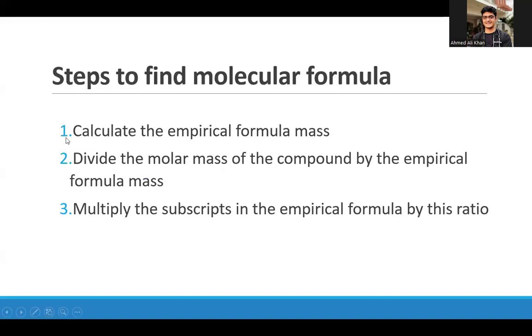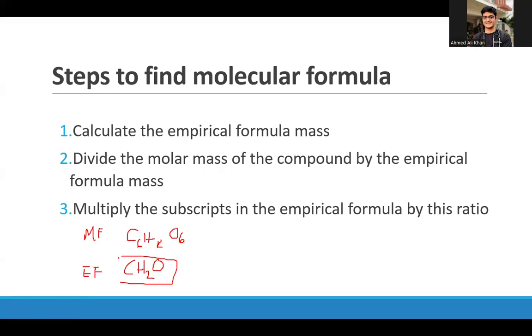The first step to calculate the molecular formula is to calculate the empirical formula's mass. We'll use the example of glucose again. Glucose has a molecular formula of C6H12O6. The empirical formula for glucose is CH2O. Now, the first step is to calculate the mass of the empirical formula.